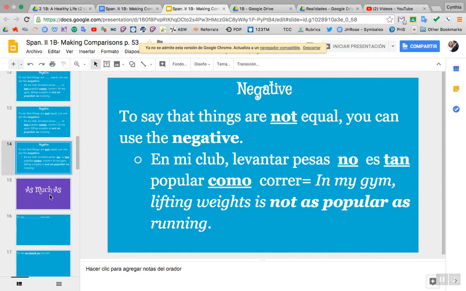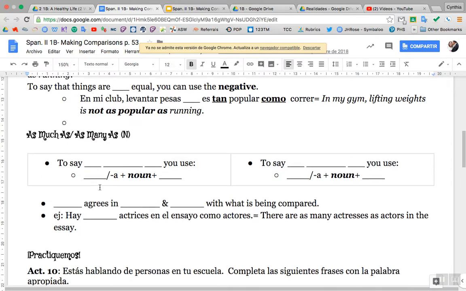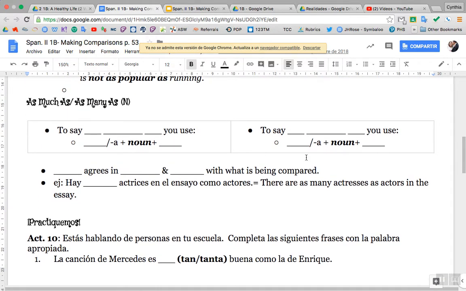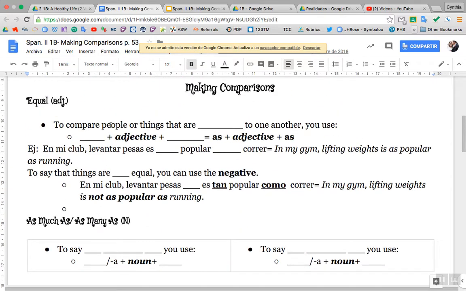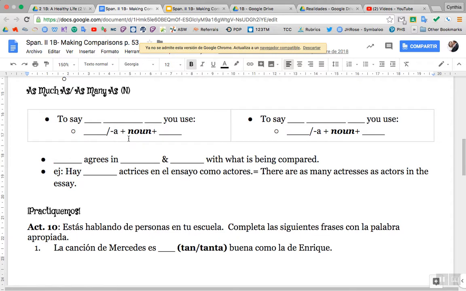Next we have as much as or as many as. And this would be with nouns. Okay, so that's our difference. If you see an adjective, you know you're going to use tan. If you see a noun, you know you're going to use this next thing we're going to do.